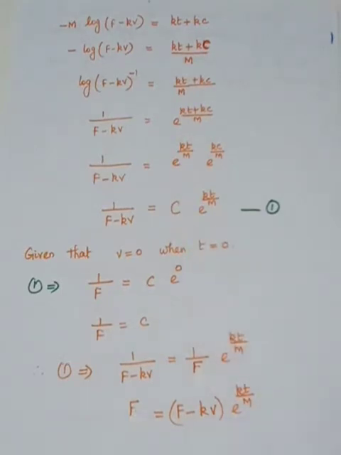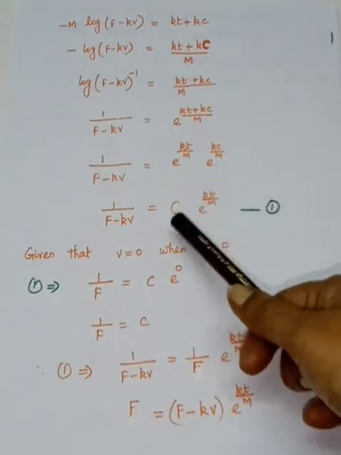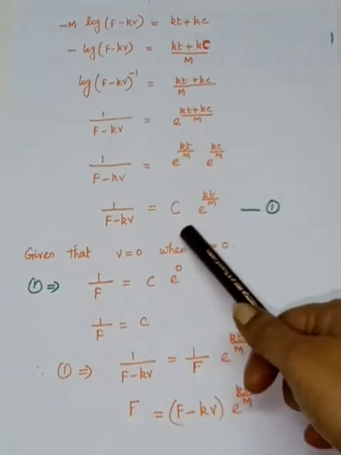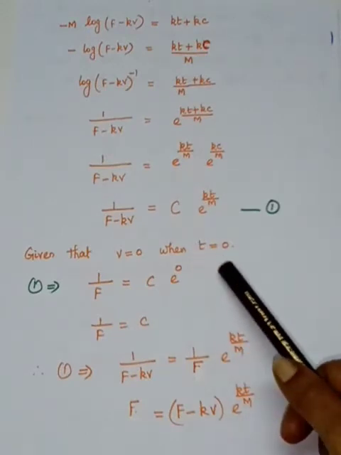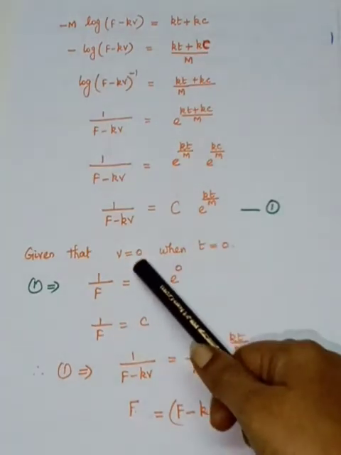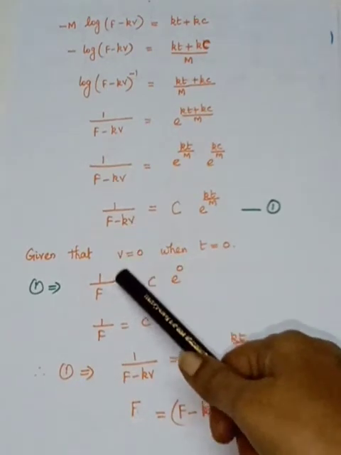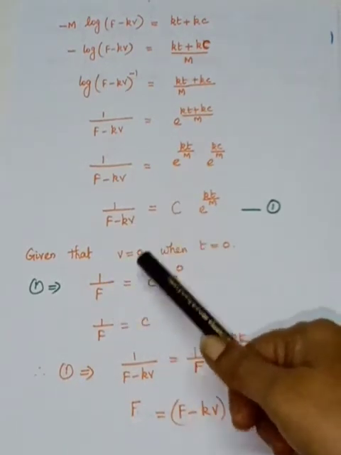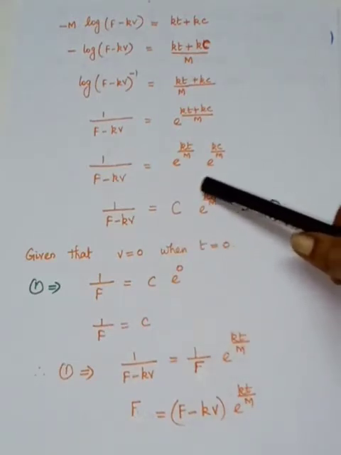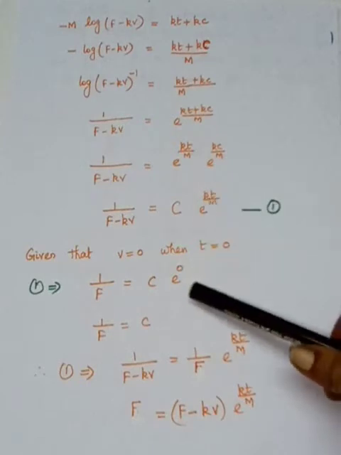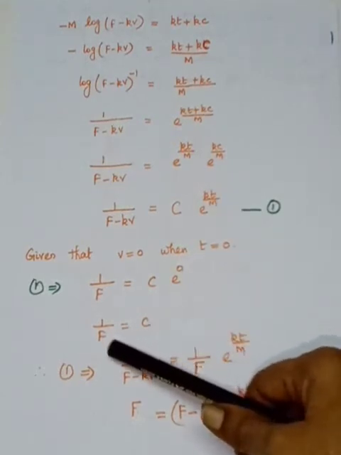So c is an arbitrary constant. Here also you are having the constant, so this constant can be written as c. And what is given is that v is equal to 0 when t is equal to 0. So you are going to substitute v as 0 and t as 0. So when you substitute v as 0 here, it is 1 by f, that is equal to c into, if you substitute t as 0, 0 into anything is 0, so e power 0, e power 0 answer is 1, so c is equal to 1 by f.